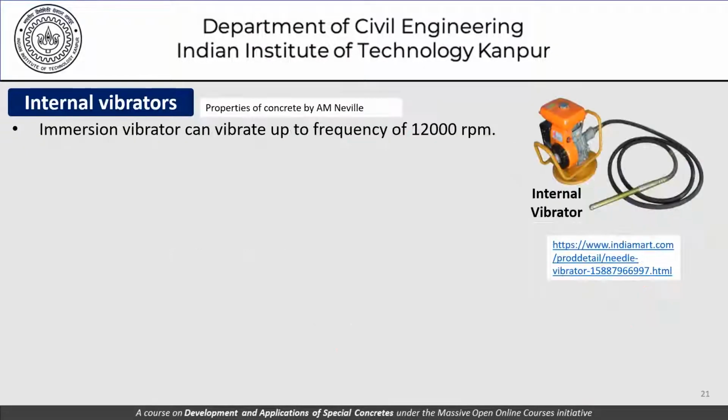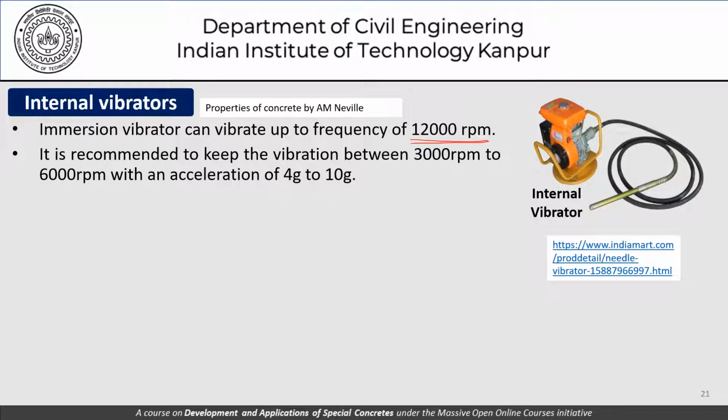Continuing with our discussion on internal vibrators, they can vibrate with a frequency of up to 12,000 RPM. I would encourage you to go through the literature available on the websites of the different needle vibrator manufacturers and find out the range in which these internal vibrators are available. 12,000 given here is a ballpark number. It is recommended to keep the vibration between 3000 and 6000 RPM with an acceleration of 4 to 10 G.